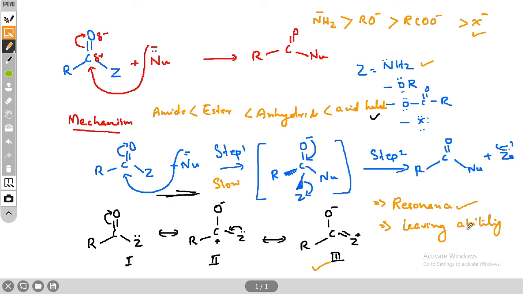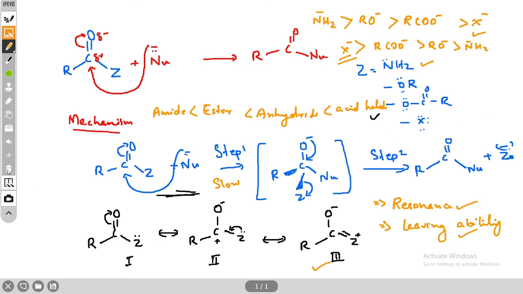So let us check the next point, leaving ability. So the better the leaving group, the easier it is; the second step will be the removal of the Z as Z minus. So the group which leaves very easily will react more. So among these groups, the better leaving group will be X minus. So X minus is a very good leaving group. Then the next one is RCOO minus, then RO minus, then NH2 minus. So the better the leaving group, the greater will be the reactivity. So the greater reactivity is for acid halide.